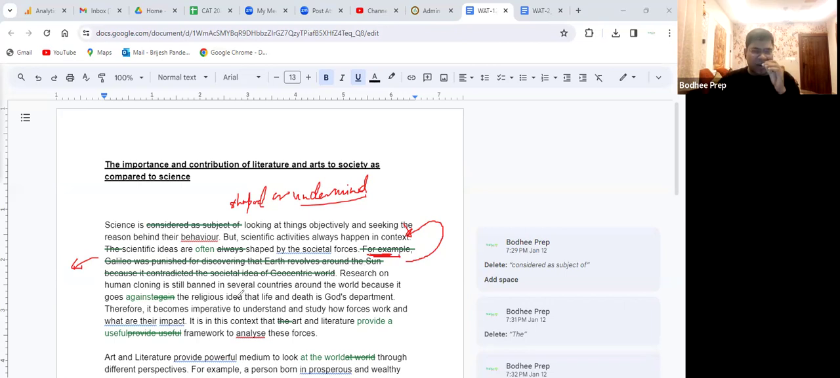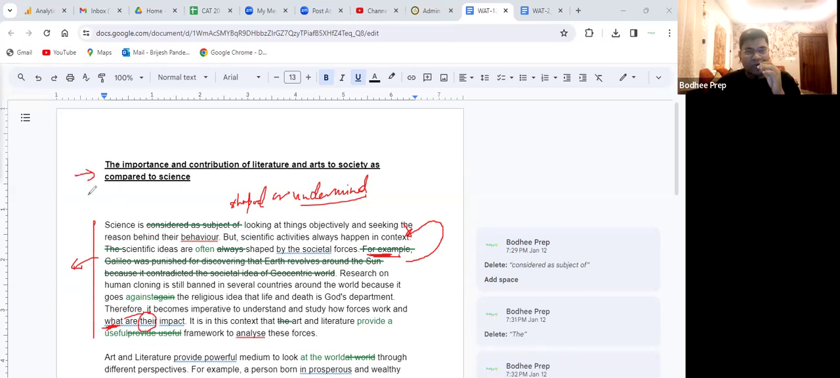Research on human cloning is still banned in several countries around the world because it goes against the religious idea that life and death is God's department. Therefore, it becomes imperative to understand and study how these forces work and what their impact is. It is in this context that art and literature provide a useful framework to analyze these forces. Now, the point is, not very convincing, because you have said that somewhere or the other science does not fit in, so art and literature come in, maybe more or less. But yes, I would say that this needs lots and lots of improvement. And one of the reasons why this has become tough is that the topic is very tough.